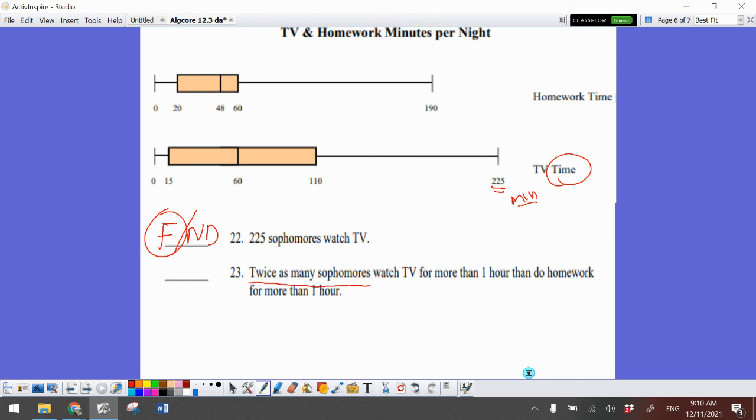Okay, twice as many sophomores watch TV for more than an hour than do homework for more than an hour. Okay, let's think about that. Here's 50%. Here's 25%. Is that twice as many sophomores? Percentage-wise, yes. It is double the percent. Okay, double the percent. So you could argue that that is true.